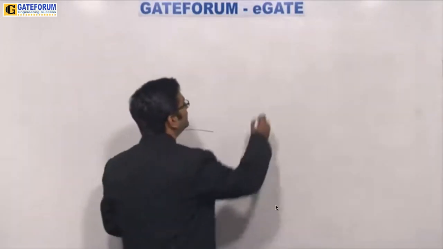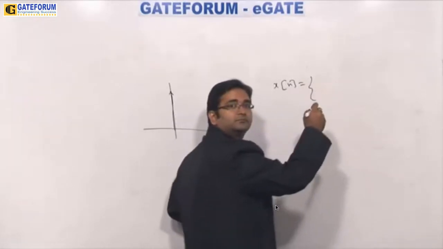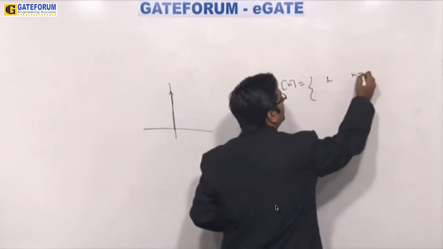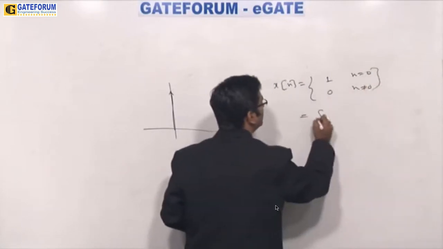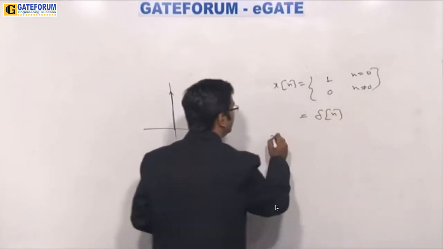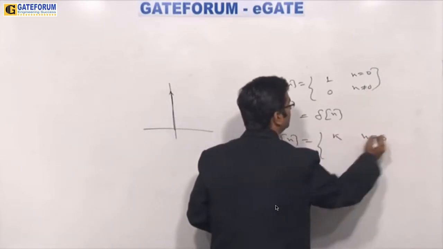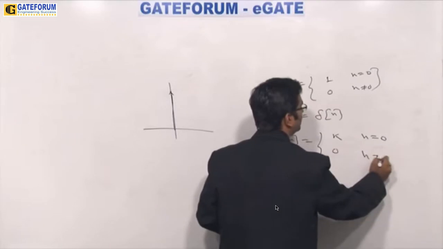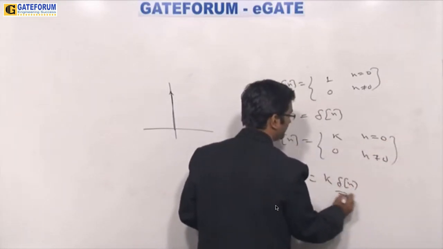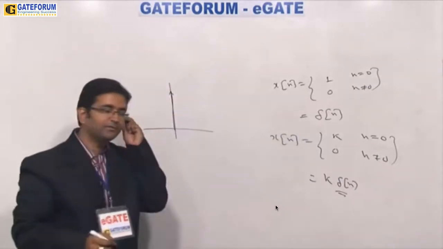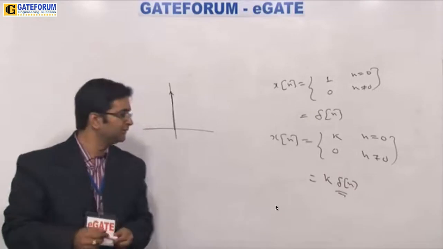Yes, Sahitya. If x[n] equals 1 at n equal to 0 and 0 when n is not equal to 0, it is nothing but delta of n. If I write x[n] equals k when n equal to 0 and 0 when n is not equal to 0, it is nothing but k times delta of n. That is the only difference. But yes, it also represents a delta function scaled by k. The amplitude is scaled by k.